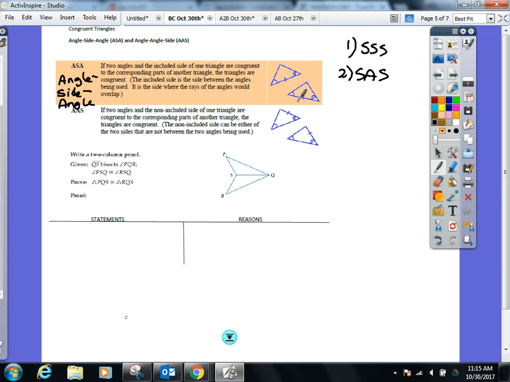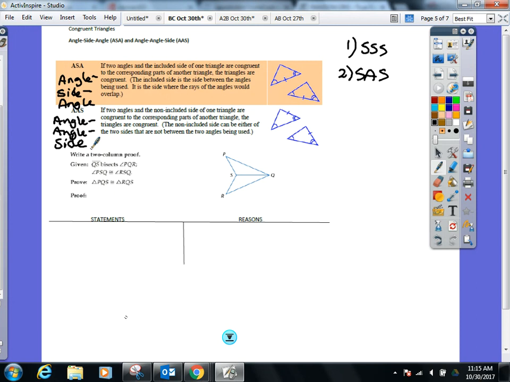But if it's not, that's okay. Because remember on Friday, if the angle was not in between, it would be no shot. We're done. But now, hey, let's say that side's not in between. That's still okay. They're still congruent. We just don't use angle, side, angle. We use angle, angle, side. So if the side's not in between, it's still good. We just have to use a different reason called angle, angle, side.